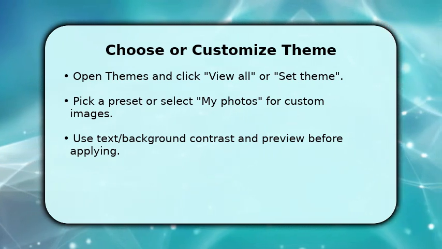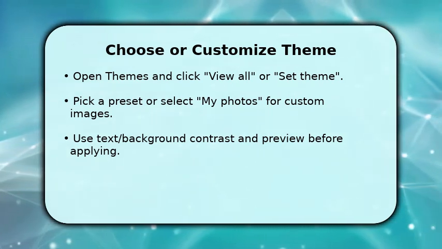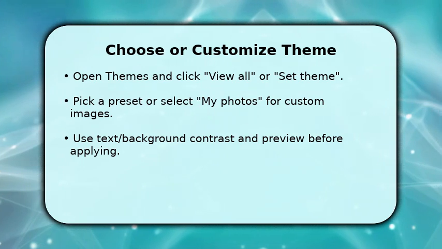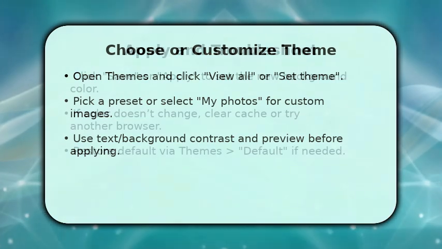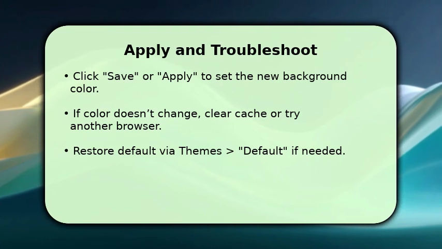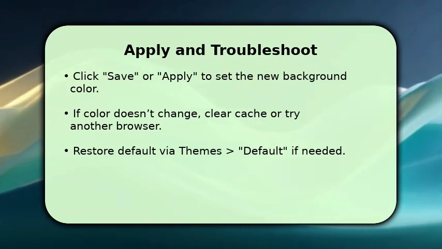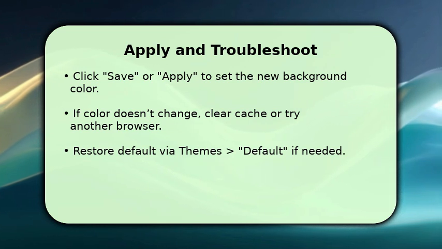Make changes iteratively. Select a preview, tweak contrast, then re-preview. This prevents poor contrast and keeps your inbox usable and pleasant. You're at the finish line. Click Save or Apply to cement the background change, and then reload Gmail to confirm it persists.